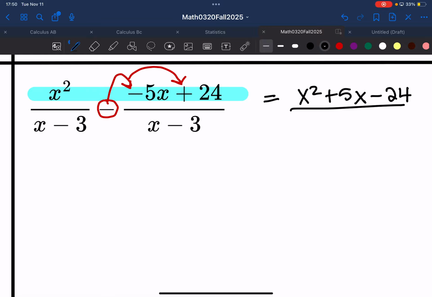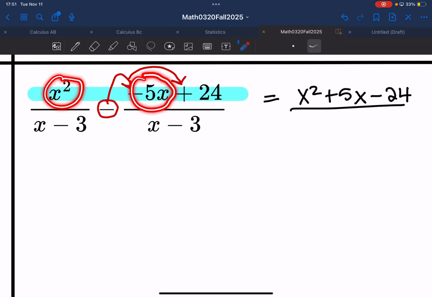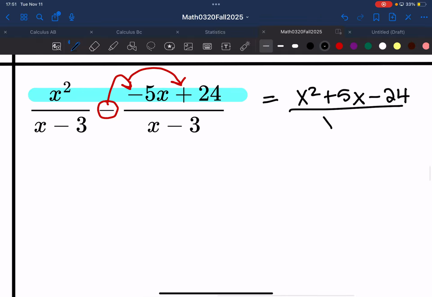Okay. Again, the reason why we're not combining anything here, because I heard negative 4x, I heard 5x cubed. We are subtracting, and when we're subtracting, we can only combine like terms. Okay, so x squared and negative 5x are two different types of terms. One has x squared and one just has x. Okay. And so then I would bring down, since I have a common denominator, x minus 3.